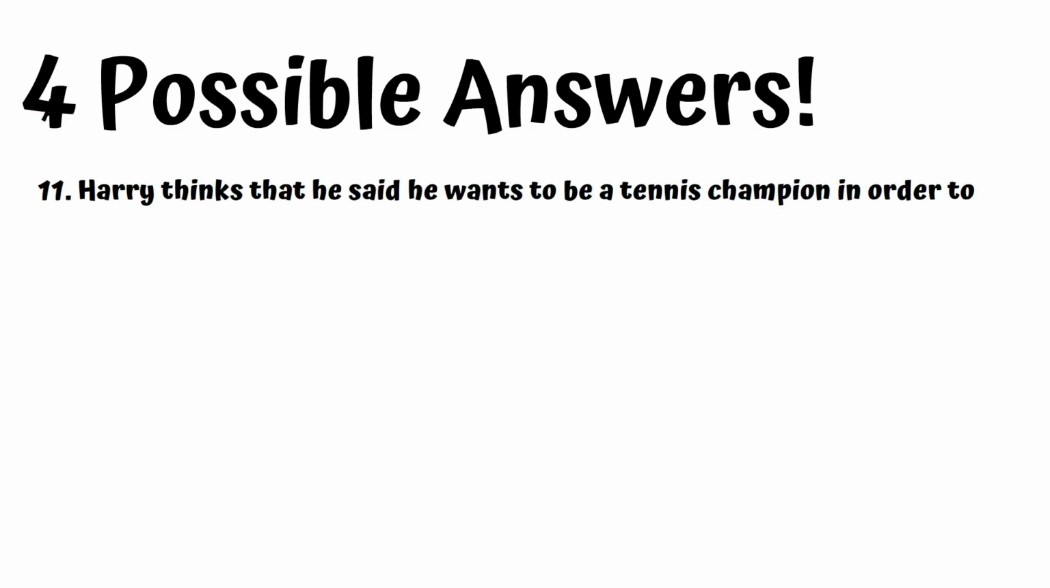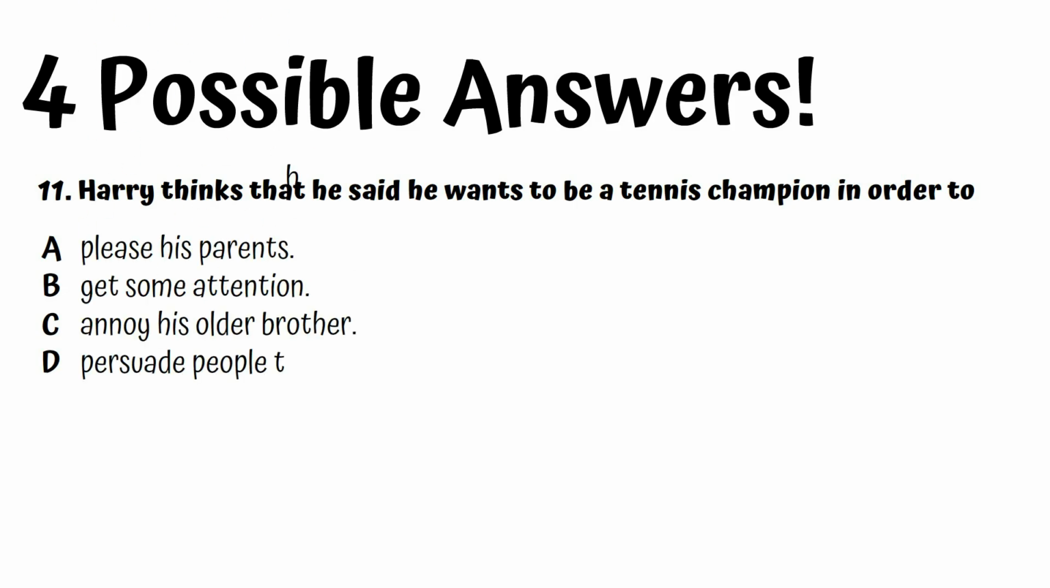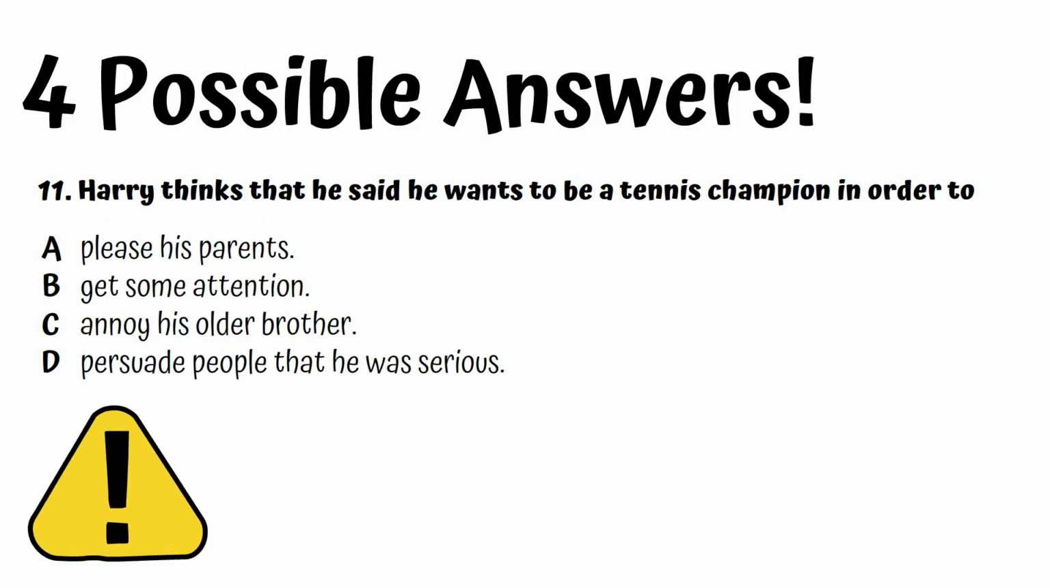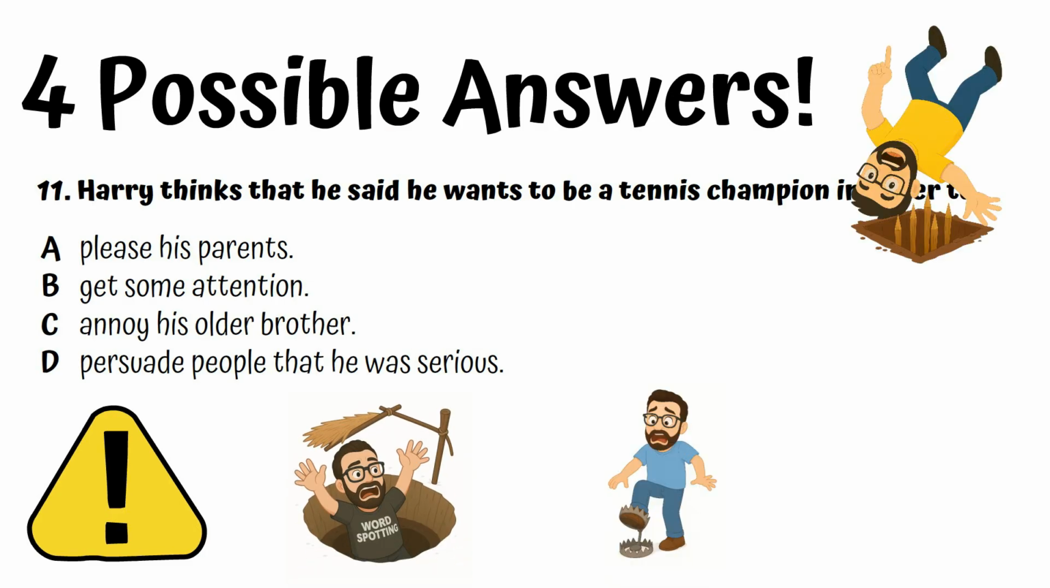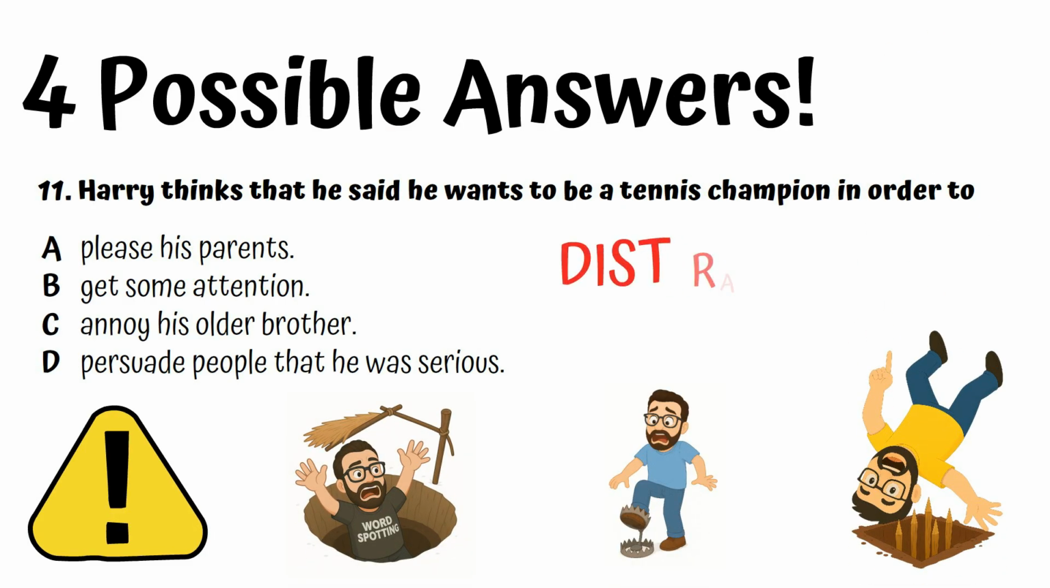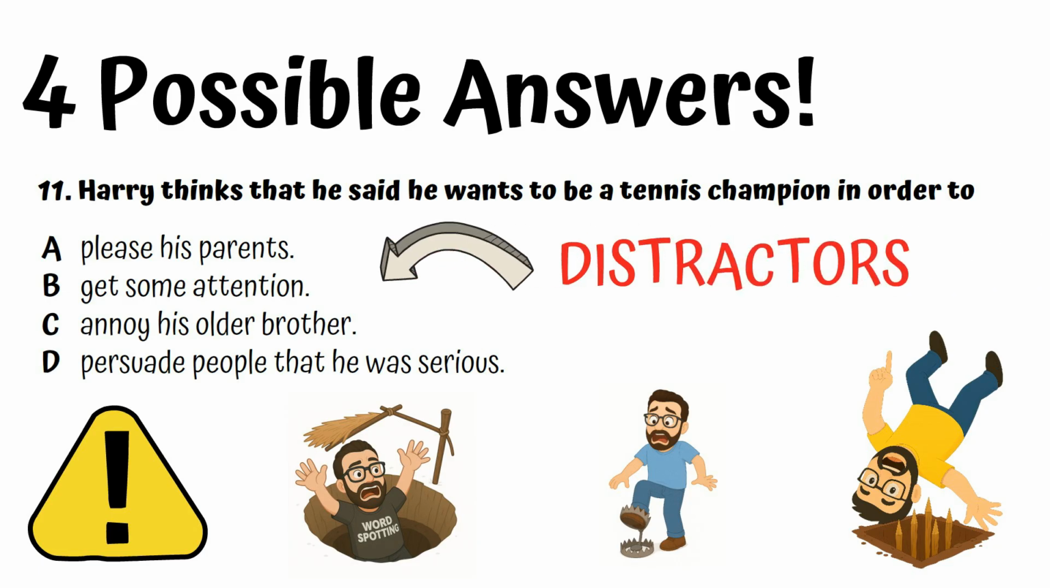But what's the difficult thing? Well, let's take a look at question 11. The worst thing about reading part 3 is that there are 4 possible options to choose from. This means that 3 of the answers are possible traps that learners can fall into. These traps, which are actually called distractors, are written to test your ability and general reading comprehension.